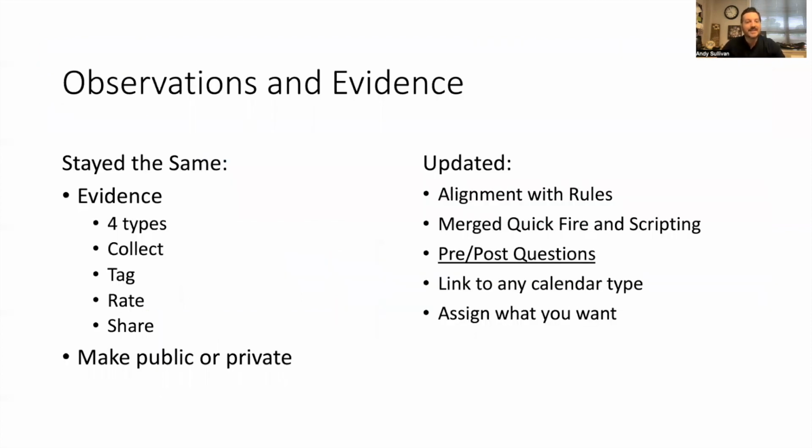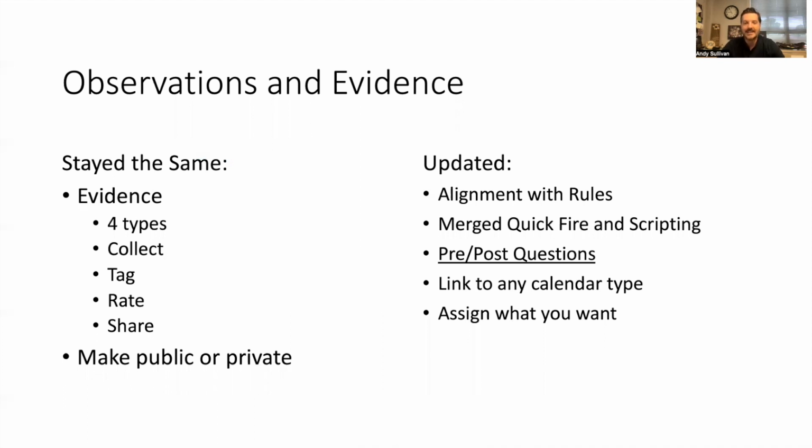Observations and evidence, what stayed the same? There are still 4 types of evidence. That has not changed. Your goal is to collect quality evidence, tag that evidence, rate that evidence if you choose, and then share. And you still have the ability to make observations public or private.